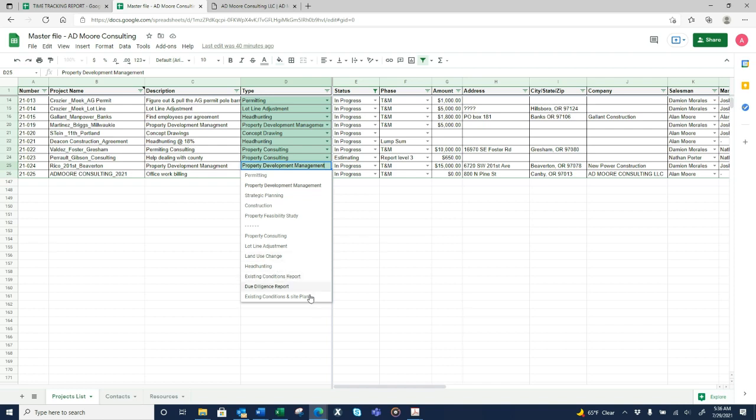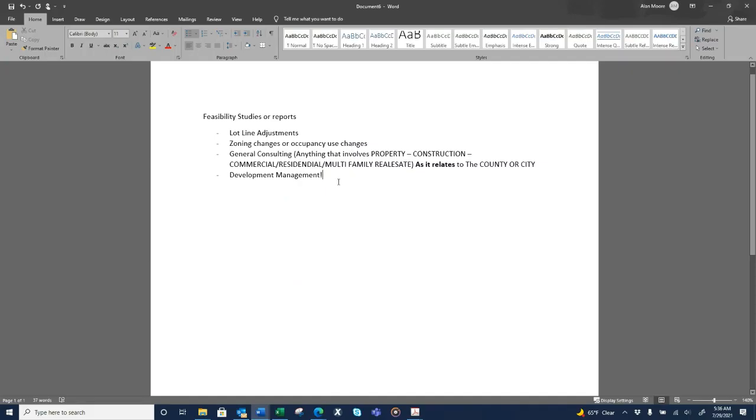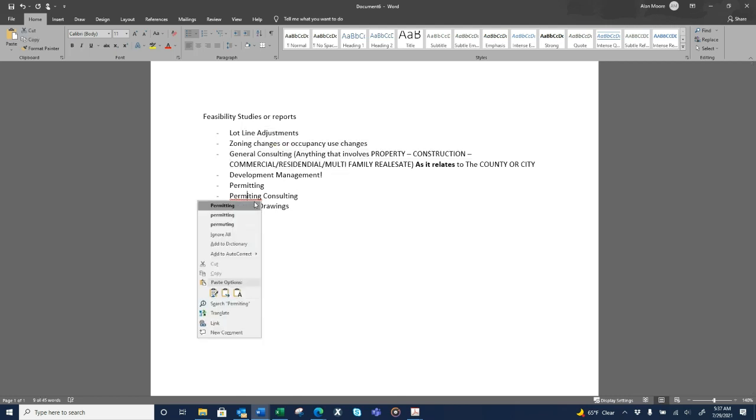You guys know about the site plan stuff. Permitting, another big sell is permitting and concept drawings. So another thing that we will do is permitting and permitting consulting, which kind of is taking care of this above. But we should probably specifically say it.